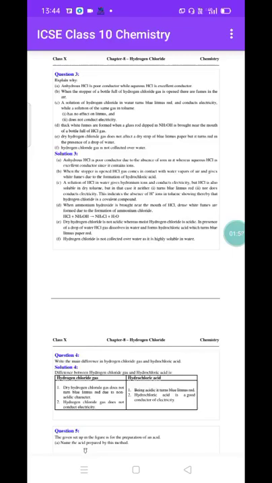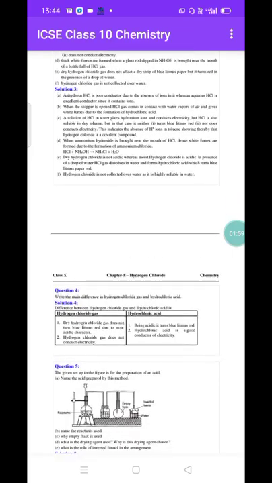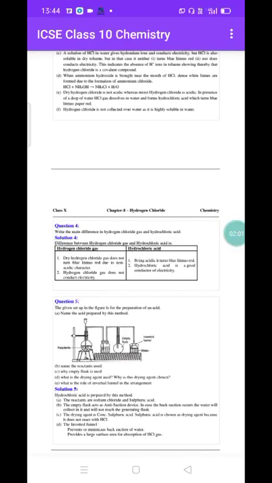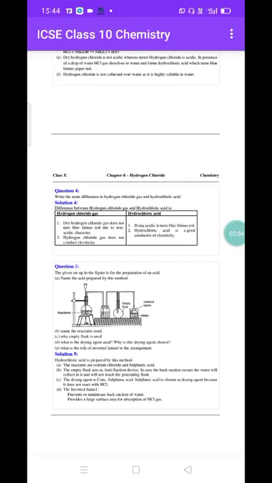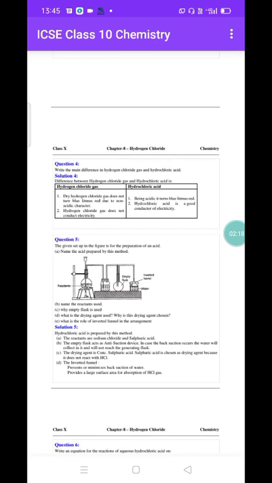Now the remaining explanation questions are there. Please do them. Next question we have is the difference between HCl gas and acid. What is the basic difference between HCl gas and acid? Dry hydrogen chloride gas does not turn blue litmus red because of its non-acidic nature, whereas the acid will turn blue litmus red. HCl gas does not conduct electricity, as we have already told, but HCl acid is a good conductor of electricity because it is mixed with water.